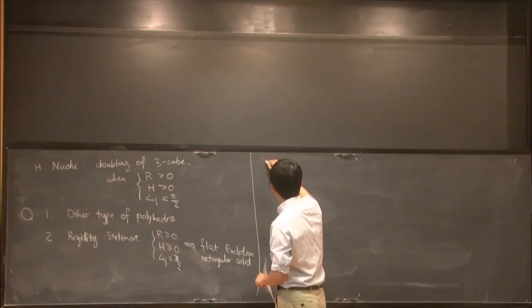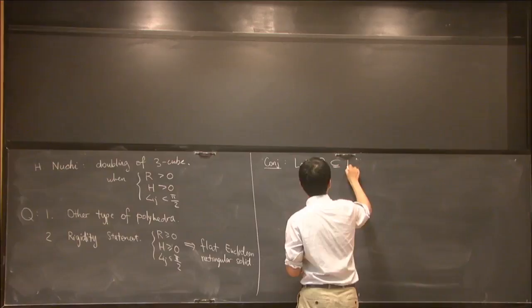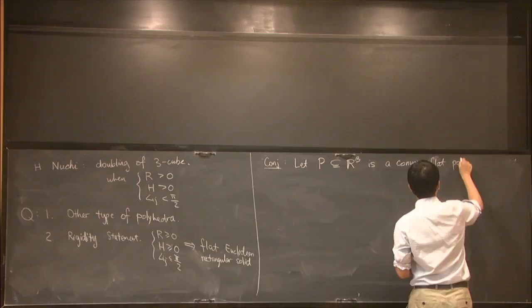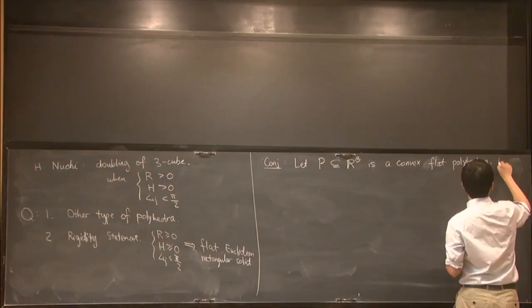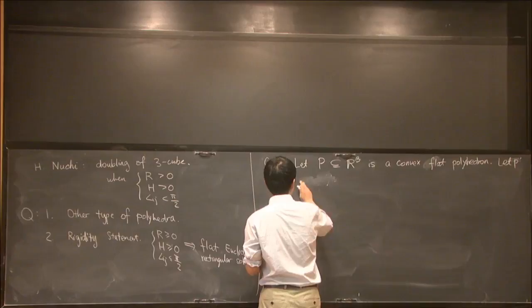in the study of convex geometry. So it says the following. So suppose P contained in R3 is a convex and flat polygon, a polyhedron, and let P prime be another polygon, okay, P prime, let's say Lipschitz diffeomorphic to P.